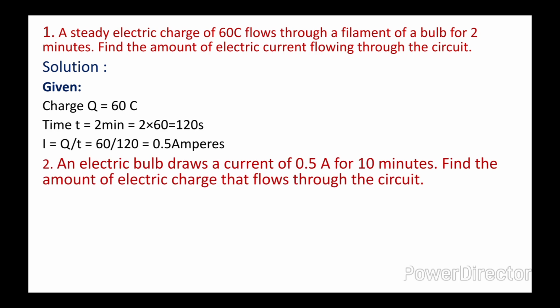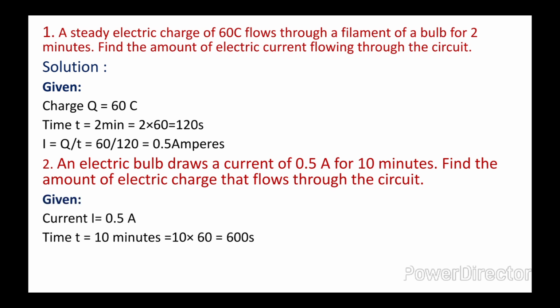Next question. An electric bulb draws a current of 0.5 ampere for 10 minutes. Find the amount of electric charge that flows through the circuit. Here we have to find out charge Q. The data given is current, that is 0.5 ampere, and time is 10 minutes. Again they have given it in minutes, you have to convert it into seconds. 10 into 60 equals 600 seconds.